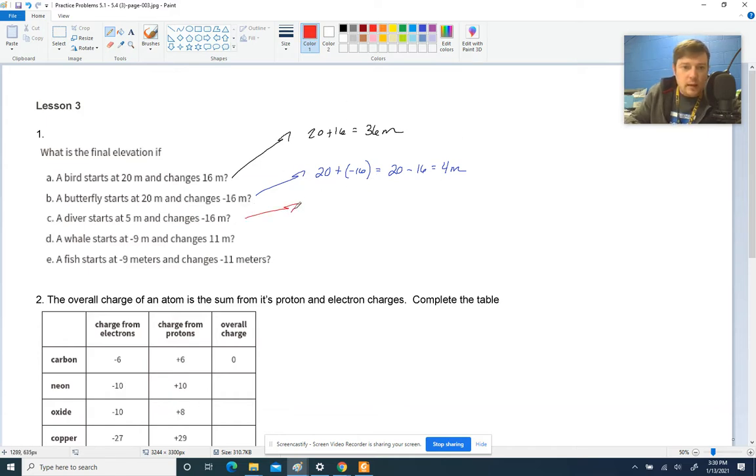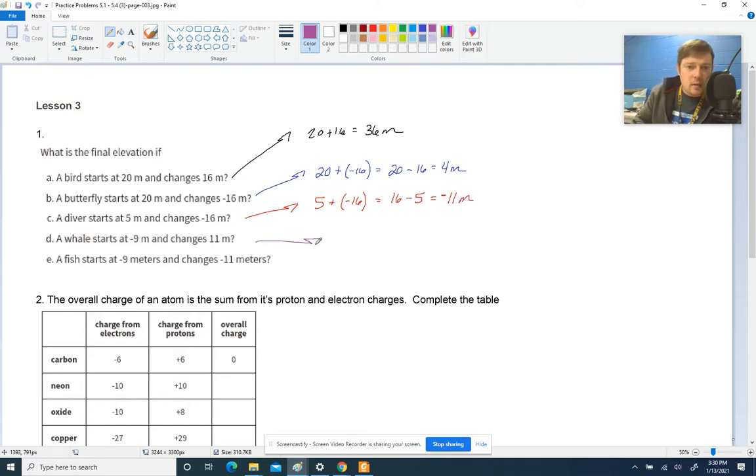Let's say that we have a diver. All right, a guy that's jumping into the water. He starts at 5 meters and then he goes down 16. So adding a negative 16 is going to put him underwater. So his answer is going to be negative. And since the signs of these two numbers are different, we found out that we need to subtract them to get our answer. So 16 minus 5, that's going to give us our answer of 11. But since he went down further than where he started, then that answer is definitely negative 11 meters.